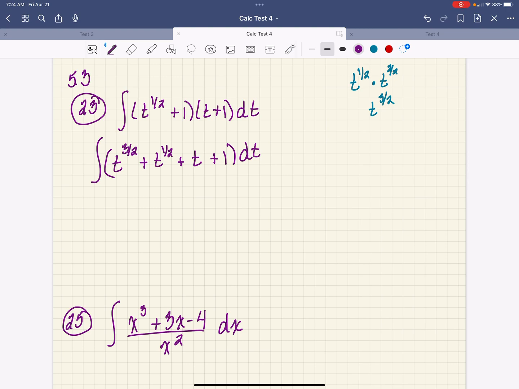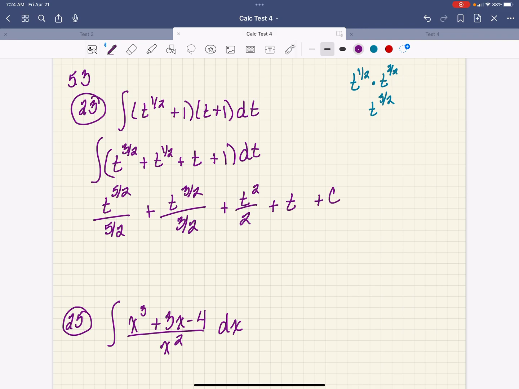So we're going to have t to the 5/2, because I've added 1 to that, and 1 is going to be 2/2. Okay, and then we have to divide by our 5/2. Then t to the 3/2 divided by 3/2 plus t squared over 2 plus t, and then don't forget our c.